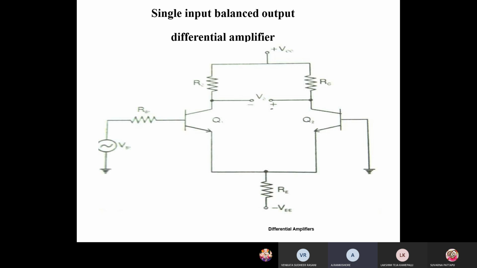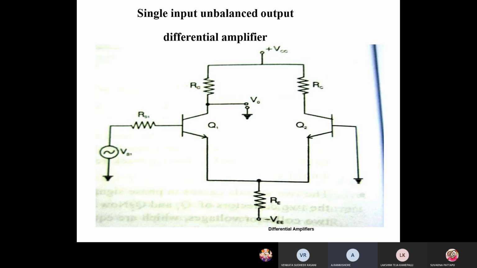So by using these different categories, we have to calculate the input impedance, the output impedance, the CMRR, and analyze the circuit in terms of both the properties of the differential amplifier. So this is one type of differential amplifier. And the next one, the last one, is the single input unbalanced output differential amplifier.